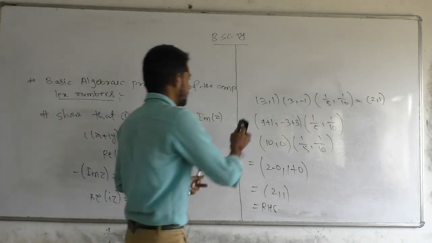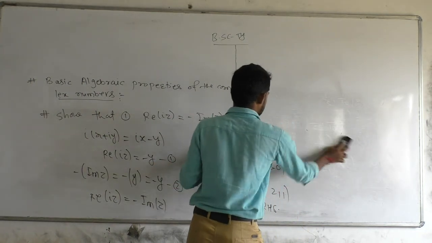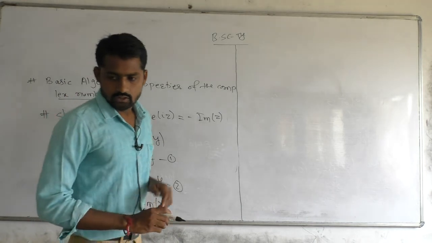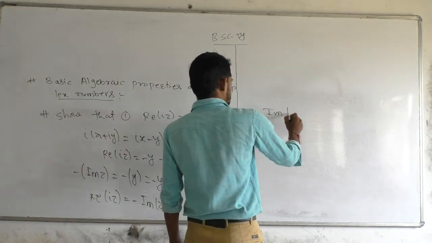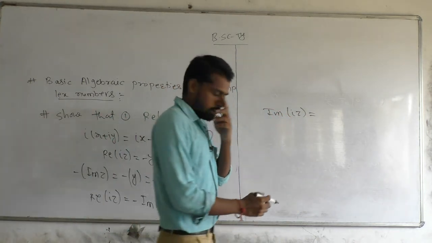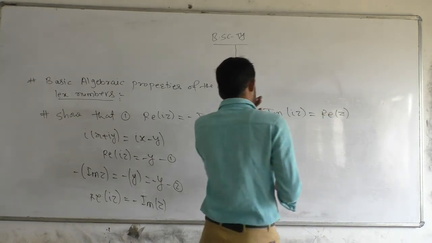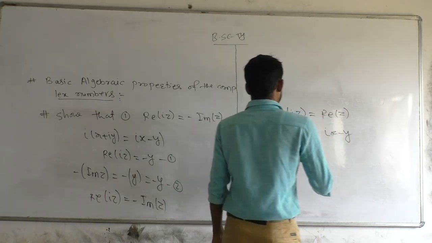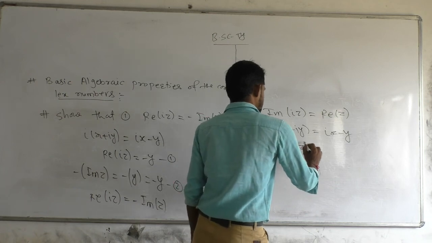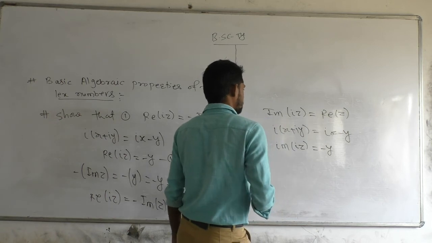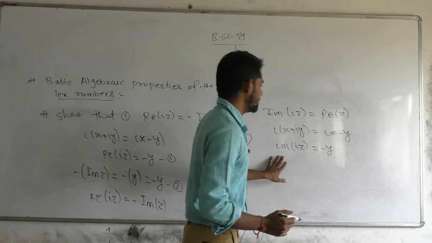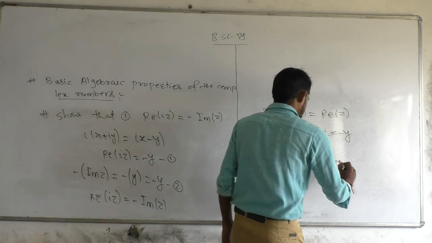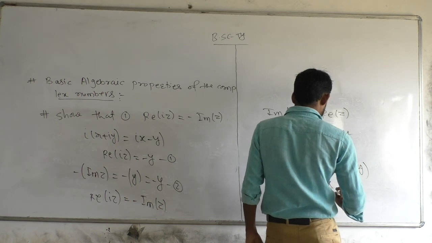Now example second: the imaginary part of iz is equal to the real part of z. So now iz is what? i times (x plus iy) is equal to ix minus y. So the imaginary part of iz is x, and the real part of z is equal to the real part of x plus iy, which is equal to x.